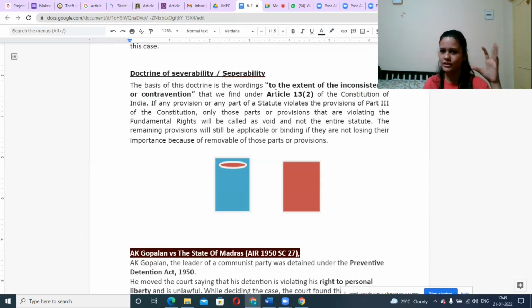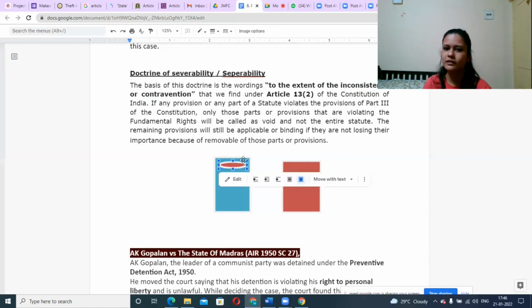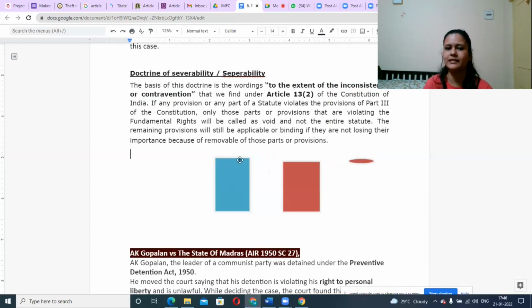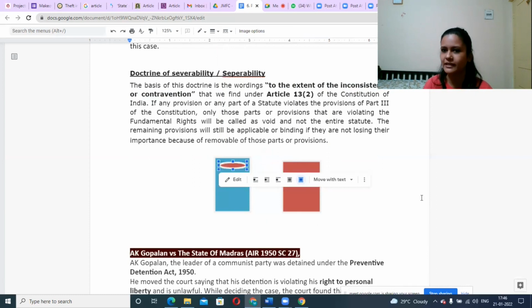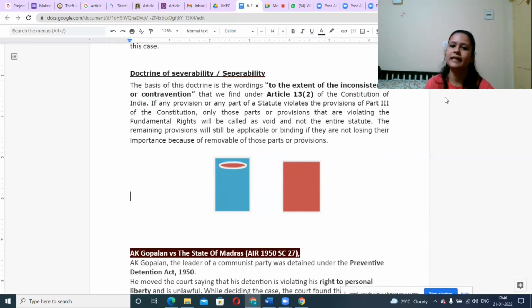That means whenever the judiciary has to see whether certain legislation is going against fundamental rights or not, the judiciary will also see whether the provision which is violating Part 3 can be separated from the remaining legislation. If yes, just take out that provision and let the remaining legislation be as it is, because it is serving the purpose. But it might not be possible in every single case. If it cannot be separated, then consider the entire legislation as void. So this is what the concept is all about: the doctrine of severability or separability. If it's possible, just separate out that provision. If not, we consider the entire legislation as void.